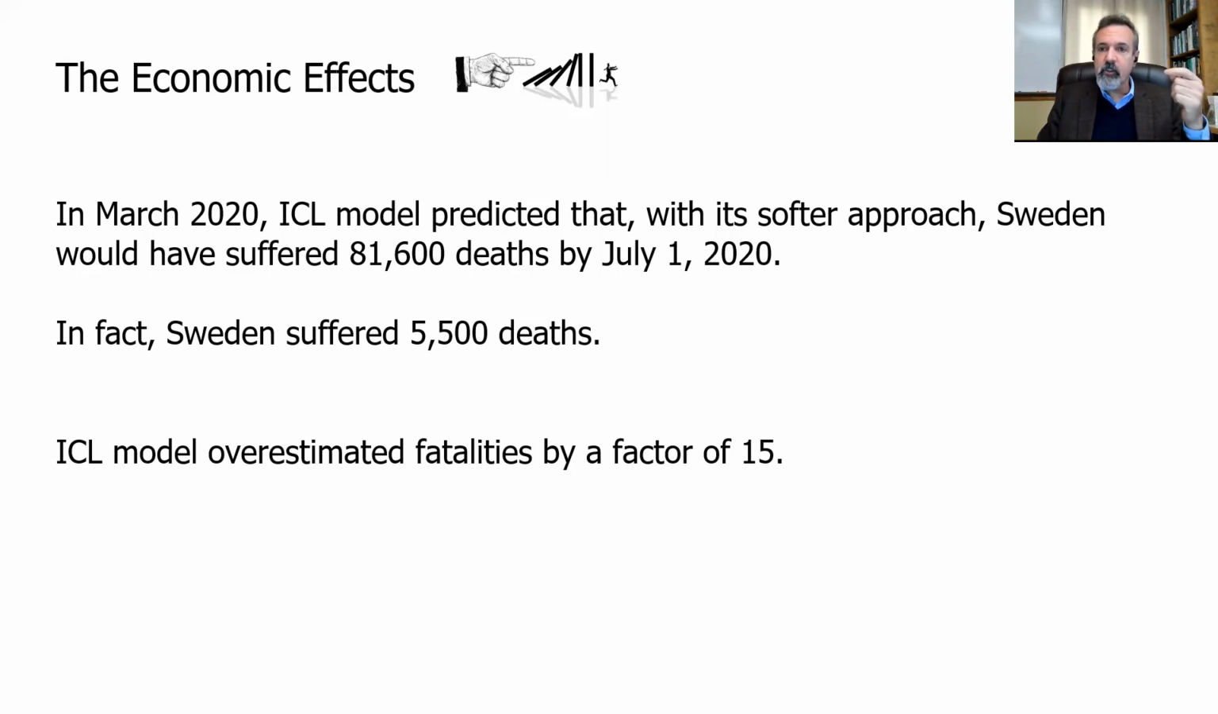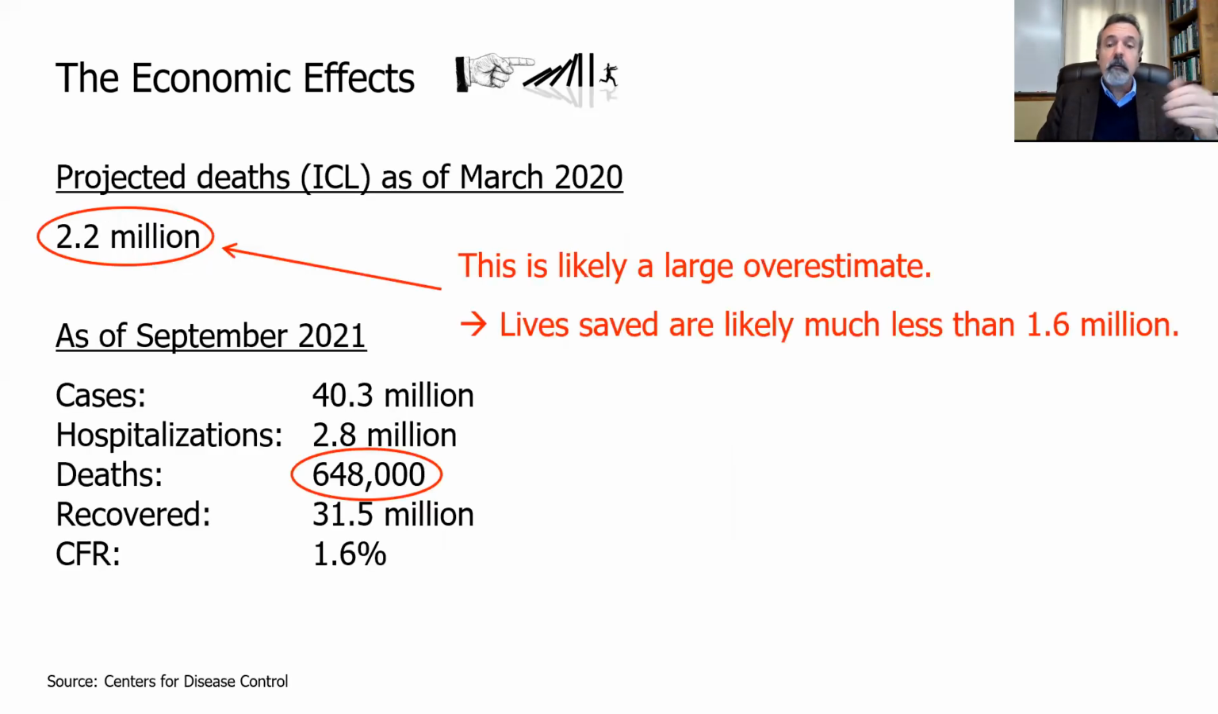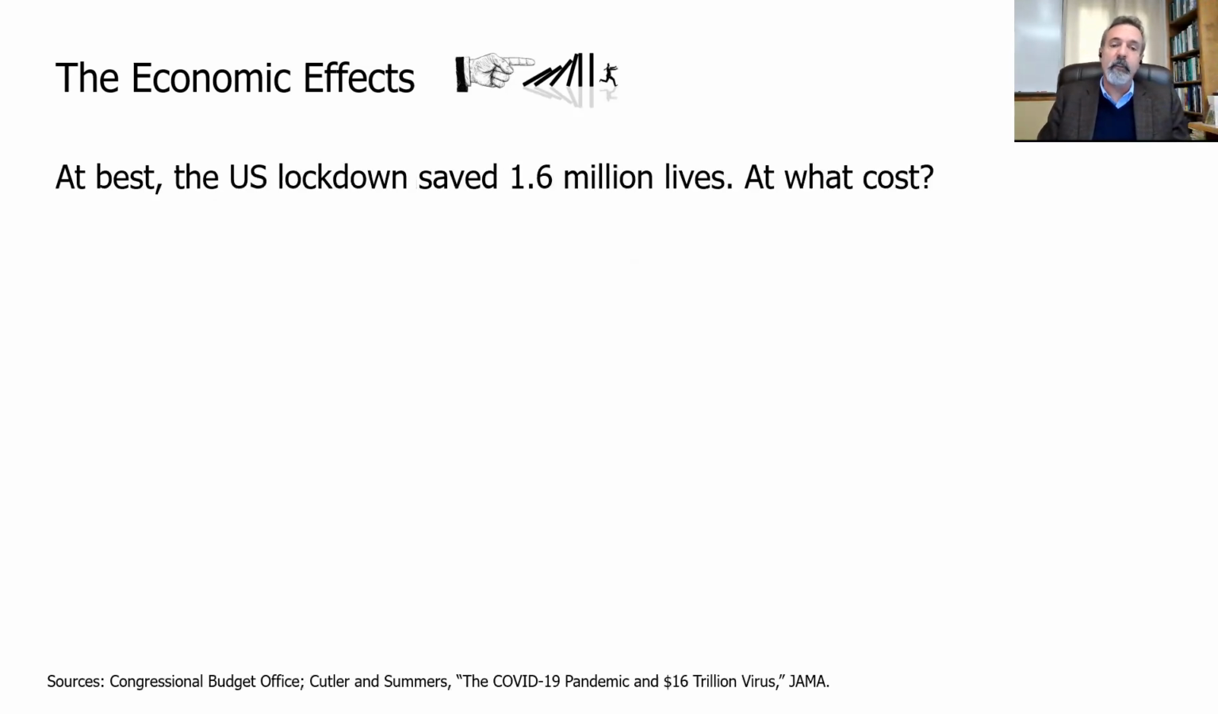They overestimated Sweden's deaths by a factor of 15, which makes me at least wonder to what extent did they overestimate US deaths due to COVID? And perhaps the number of deaths we were going to face wasn't 2.2 million. Perhaps it was something remarkably less. But let's stick with the 2.2 million and let's take that as a worst case scenario. Worst case scenario, we would have faced 2.2 million deaths, and that means that the lockdown saved 1.6 million lives. Okay? We saved 1.6 million people.